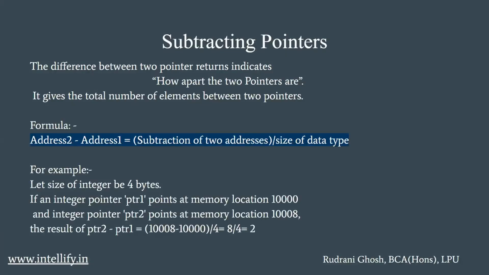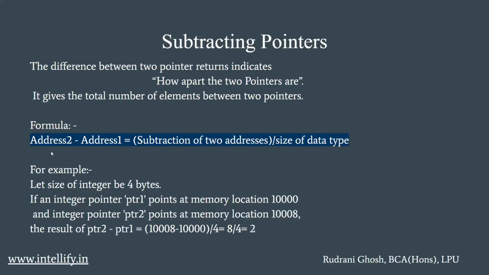We can also subtract two pointers. The difference between two pointers indicates how apart or how far the two pointers are from each other. It gives the total number of elements between the two pointers. That means if you have two pointers at two separate locations, by subtracting one from the other, we get to know how far ahead or how far behind each address is from the other.